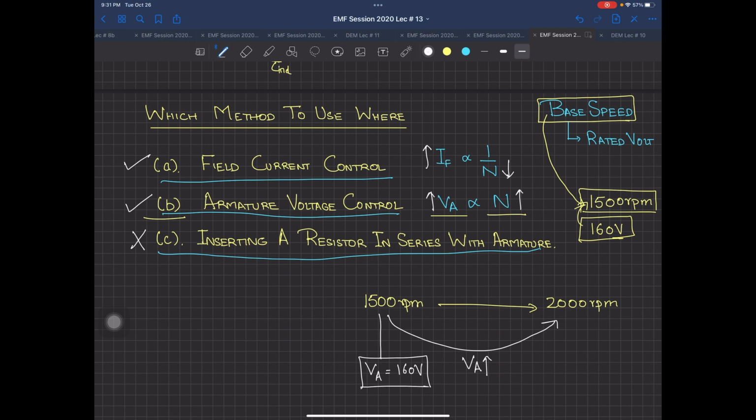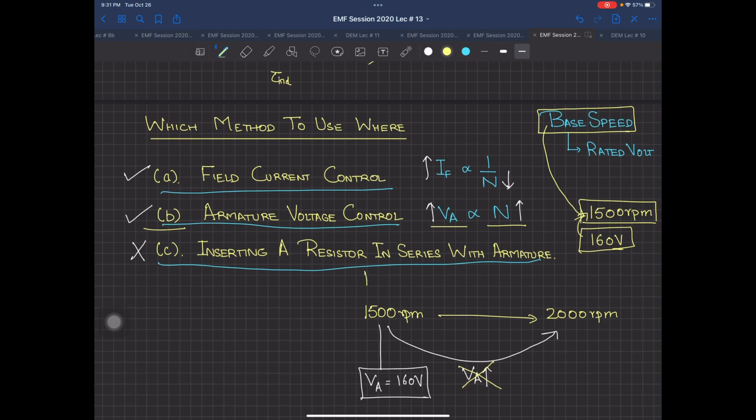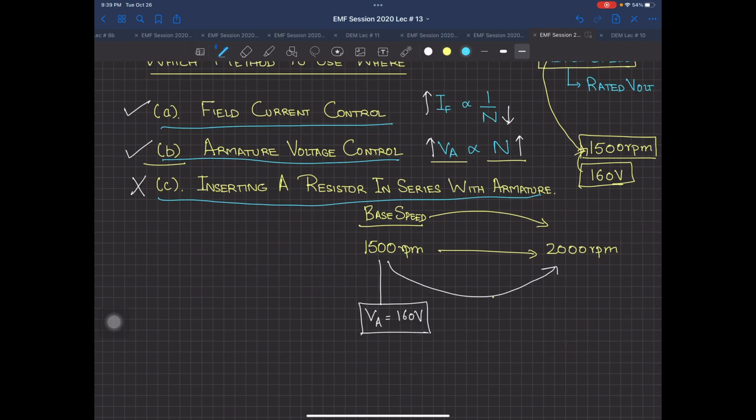If you go beyond it, you are actually going to damage the windings of your machine. So practically, this method of VA control is not applicable when you are going up from 1500 RPM, the base speed. Let me write it over here, base speed. So you cannot use this method for speed control from the base speed to anything higher, maybe 2000, maybe 2500. So you now have to increase the speed from the base speed of 1500 RPM to 2000 RPM.